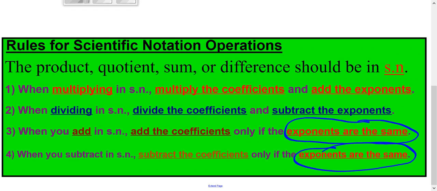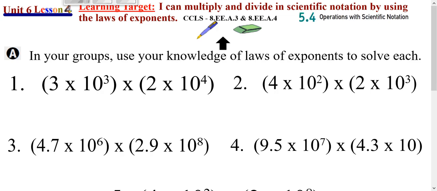So you're going to multiply the coefficients, because those are just regular numbers, but then you add the exponents. When dividing, you divide the coefficients and subtract the exponents. For adding and subtracting, we're not going to worry about right now. So here's some practice problems.